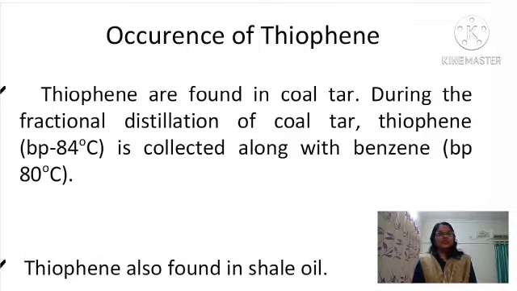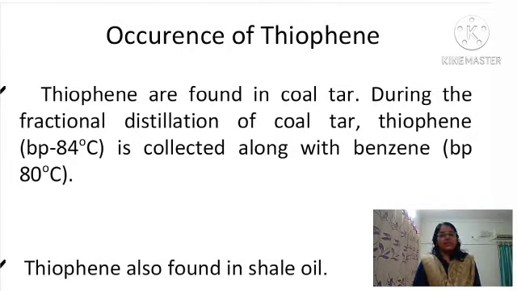So, in order to separate thiophene from benzene, the mixture is usually treated with cold sulfuric acid, so that thiophene will easily react with the cold sulfuric acid to form thiophene sulfonic acid, which is readily soluble in water. So after getting thiophene sulfonic acid, it is treated with superheated steam to recover thiophene from benzene.